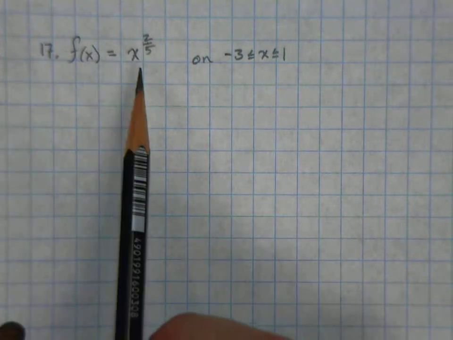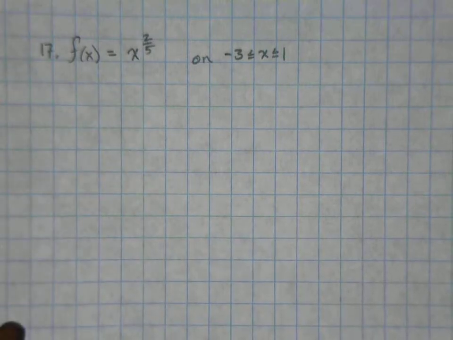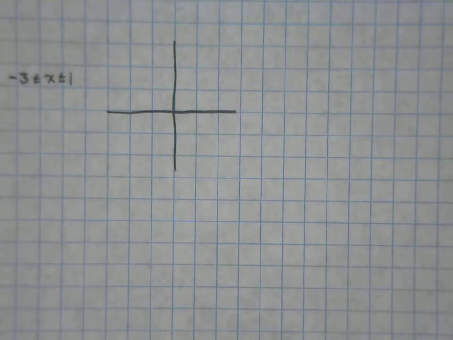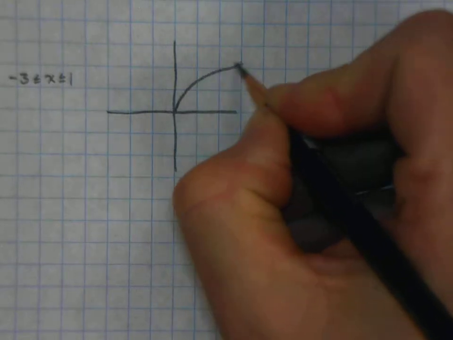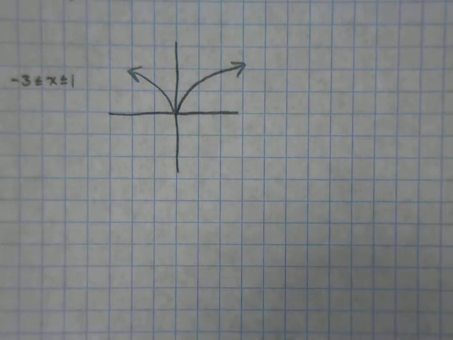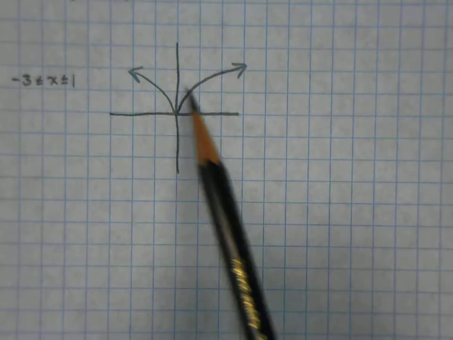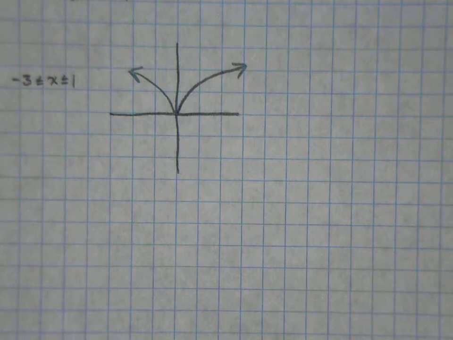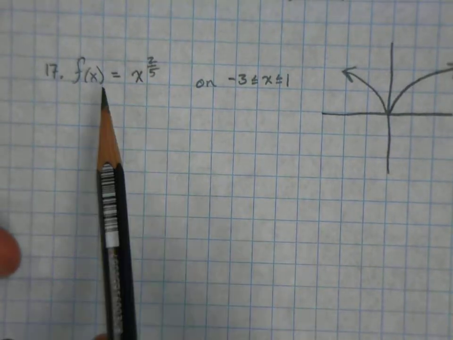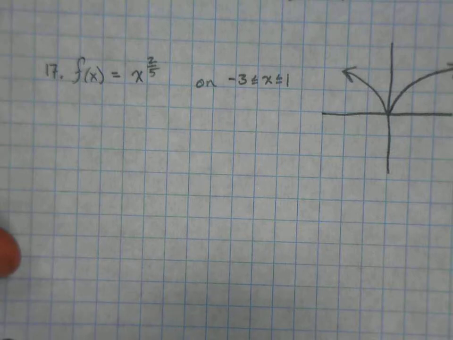If you don't know what the shape of x to the 2/5 power is, it looks about like this. It's a continuous function, and if we talked about differentiability, f is not differentiable at x equals 0. F has a cusp at x equals 0. However, f is continuous everywhere, and especially on our closed interval -3 to 1.